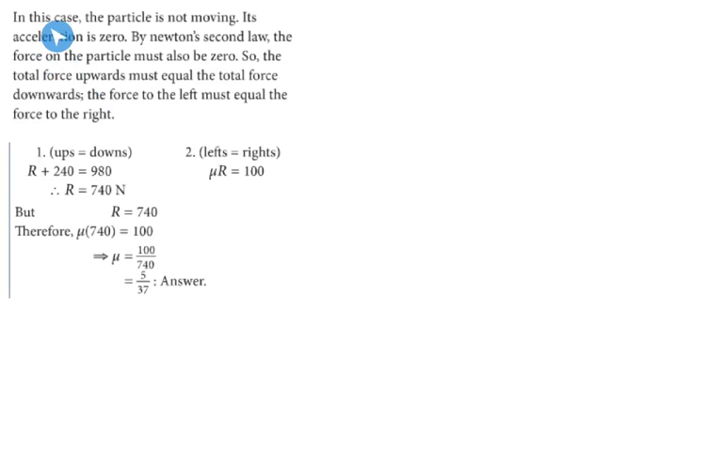Let's see what it says here. In this case, the particle is not moving. Its acceleration is 0 because it was just on the point of movement. By Newton's second law, the net force on the particle must be 0. So the total force up must equal the total force down. The force on the left must equal the force to the right.